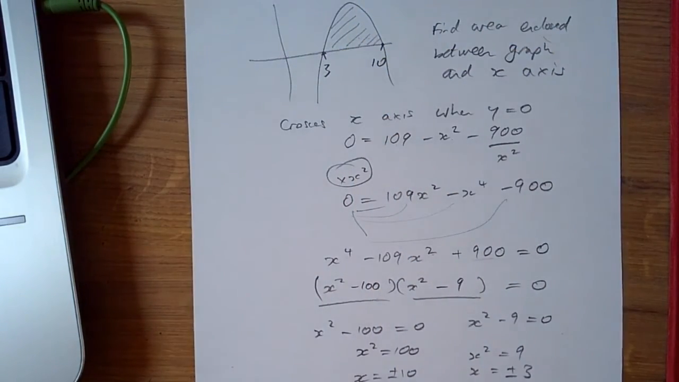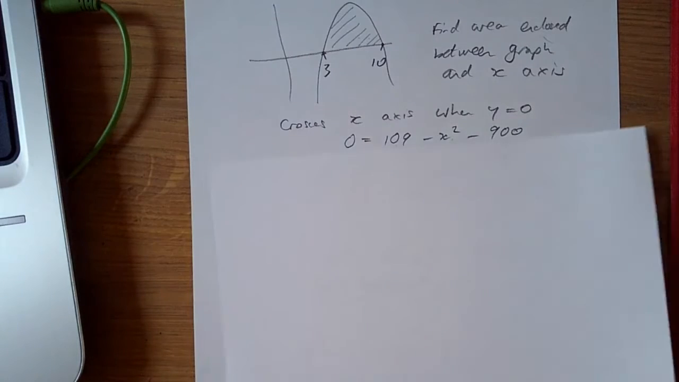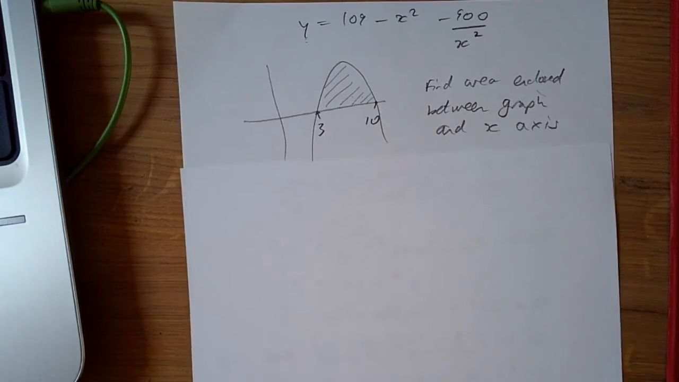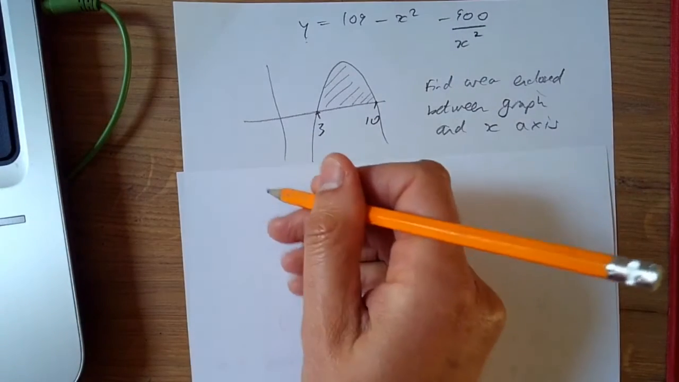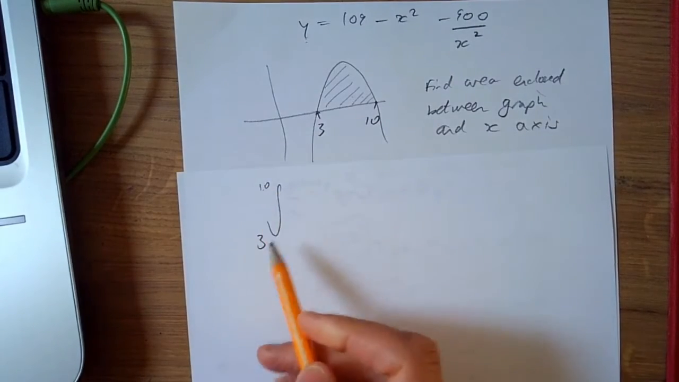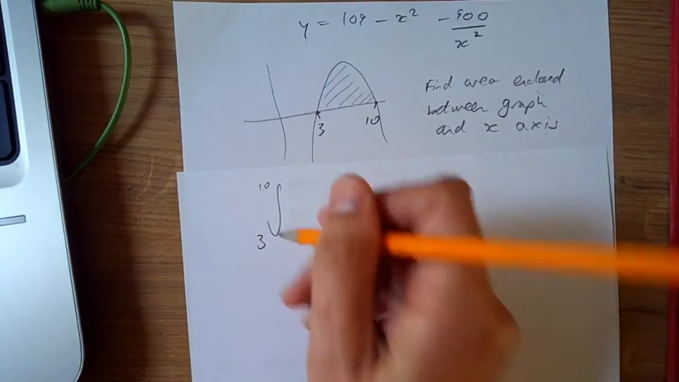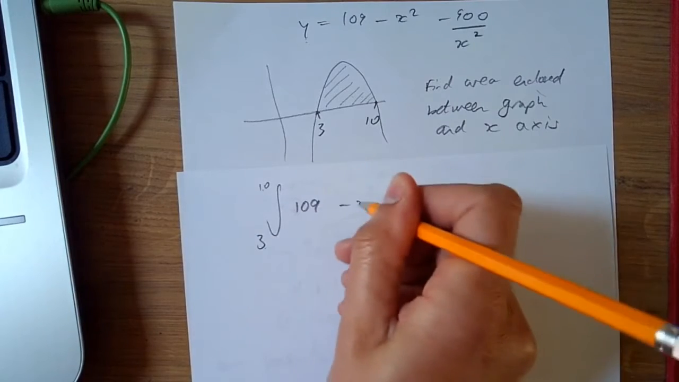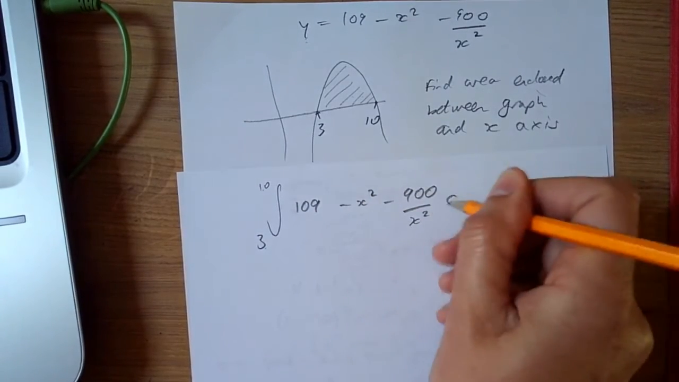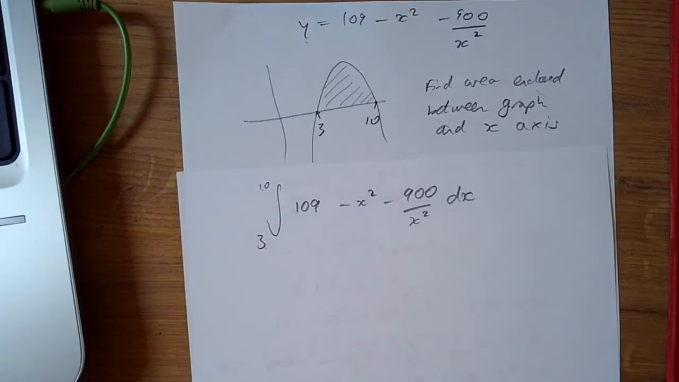So we need to integrate the curve between 3 and 10. So I'm going to do that now. I'm going to cover up all this work because we don't really need it. So here I go with the integration between 3 and 10. The upper limit is 10, the lower limit is 3. So that is the integration I'm going to do.